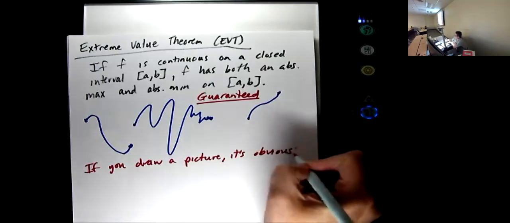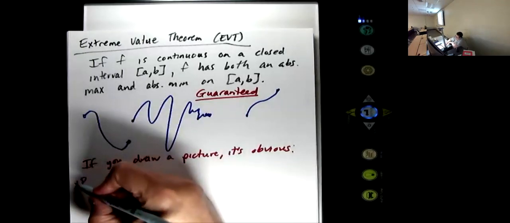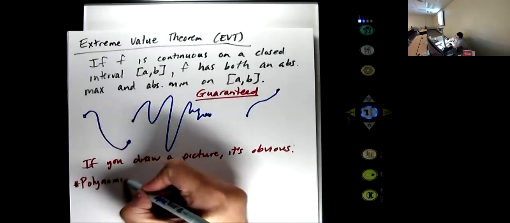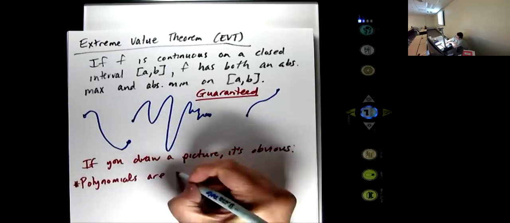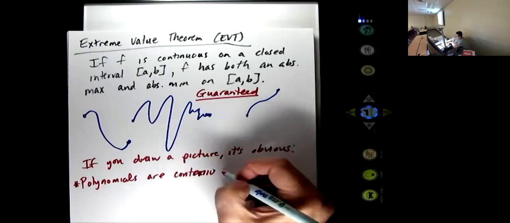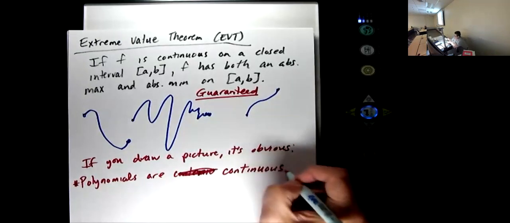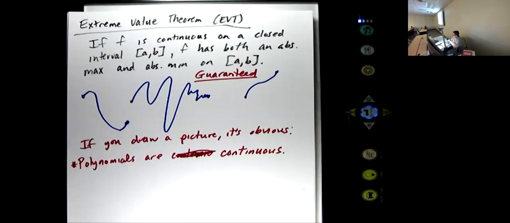But as we just saw from that last problem we did with x to the 1/3 and 4/3, it's not always easy to draw the picture. So if you happen to know already that it's continuous, like polynomials are continuous, continuous. If you know it's on a closed interval, it's got a max and min. That's all it says.